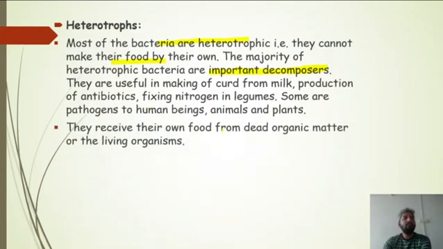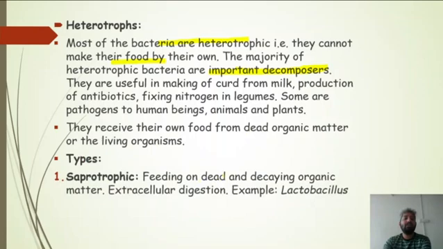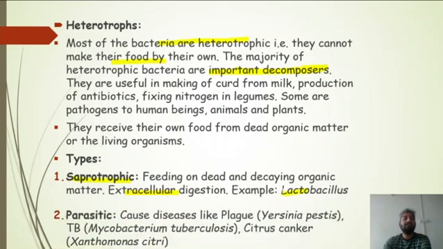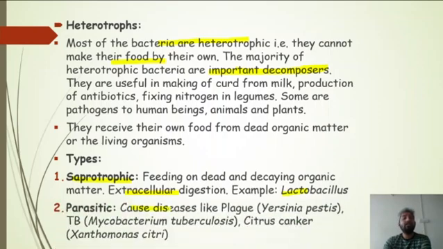They receive their food from the dead organic matter or the living organisms. If they obtain their food from dead organic matter, they are called saprophytes, feeding on dead and decaying organic matter. In digestion, they show extracellular digestion. Extracellular digestion means the food is decomposed outside the body, then the simplest form is reabsorbed by the body, like in the case of Lactobacillus. Parasitic bacteria can cause diseases like plague.